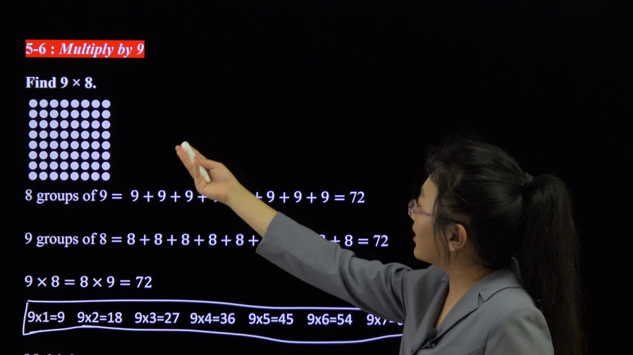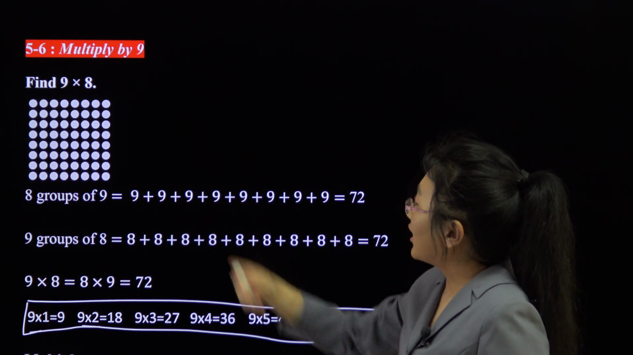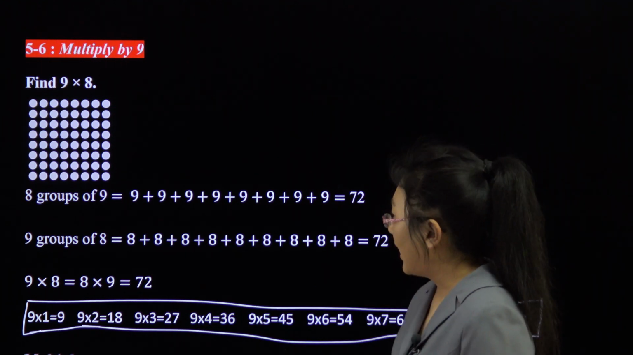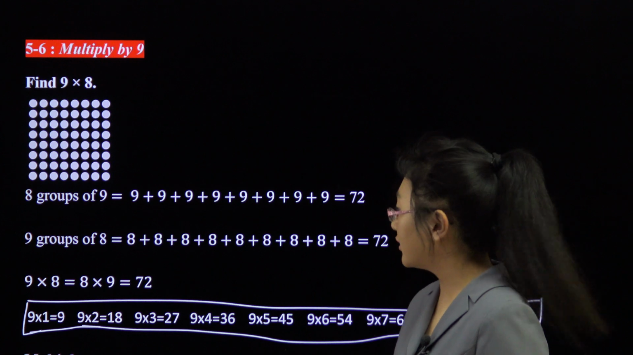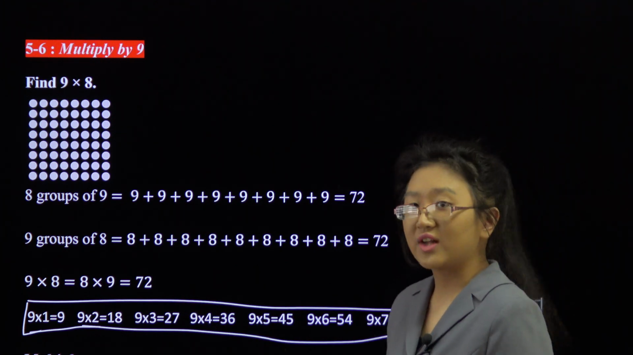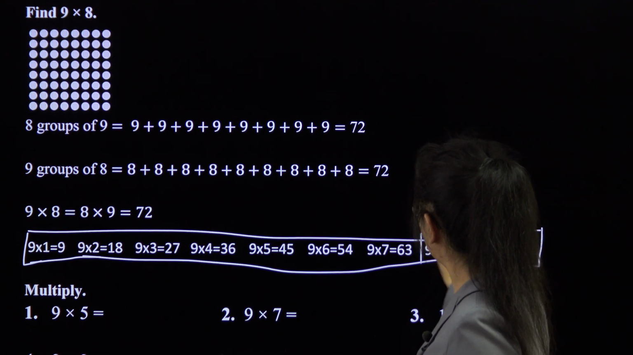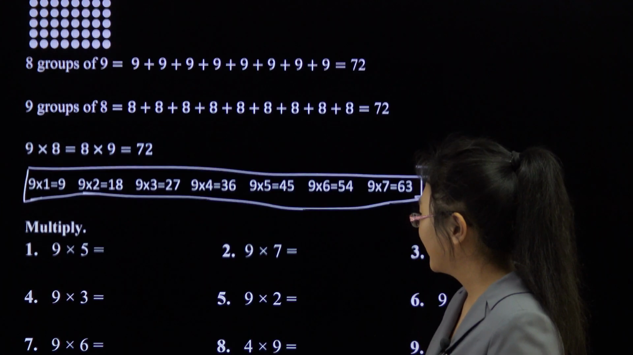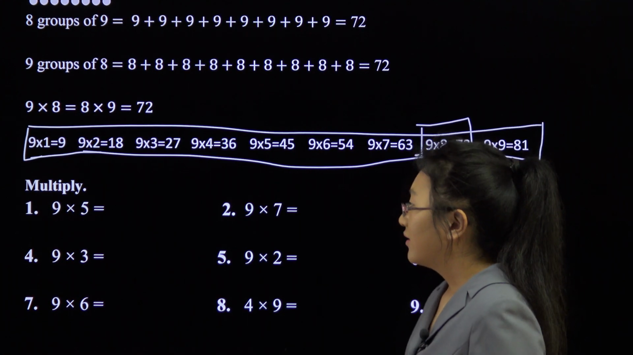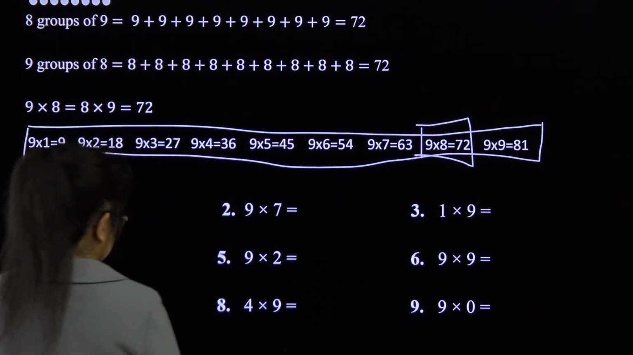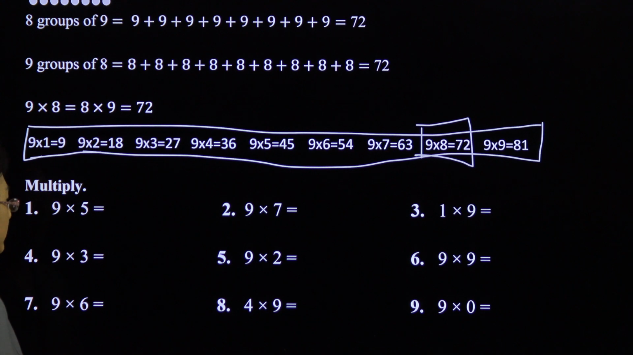Now over there you can see 9 times 8, it's 8 groups of 9, and it's also 9 groups of 8, and it's equal to 72. And what do we get? A. Multiply. Really, for this, you just need to remember your multiplication table.